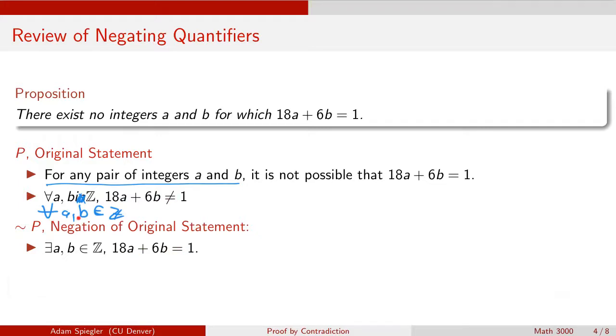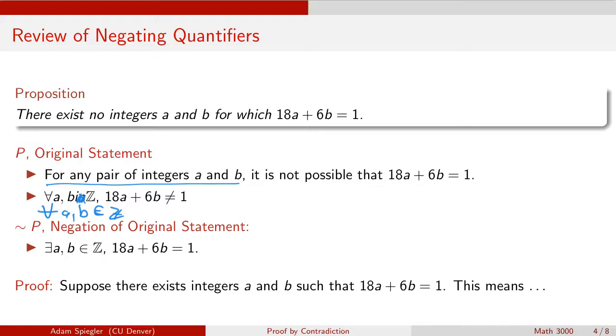So if we have for all a and b in Z, 18a plus 6b is not equal to 1, the negation of this would change this to there exist integers a and b such that 18a plus 6b does indeed equal 1. This is going to be useful since if I wanted to prove a proposition such as this one using proof by contradiction, then realizing what the negation of p is gives us the start to our proof.